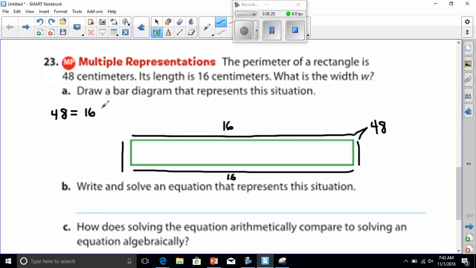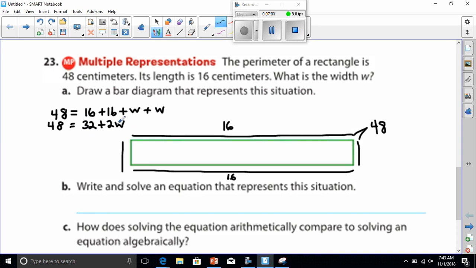Let's see, times 2, really. So I could say 16 plus 16. But if we put them together, it's really going to be 32. And then whatever these sides here are, I don't know what they are, but I do know there's 2 of them. And I can represent that as plus 2w, because it'd be 2 w's. Now I have my two-step equation. 48 is going to equal 32 plus 2w.